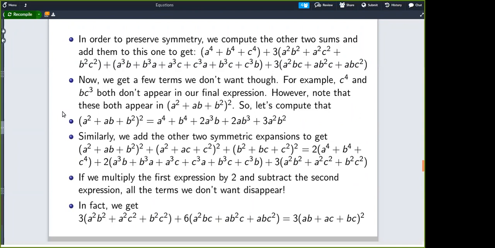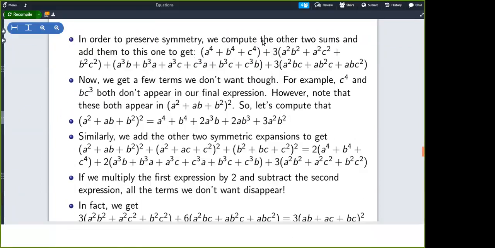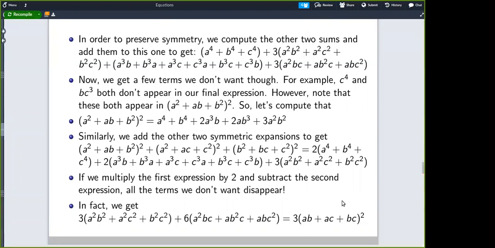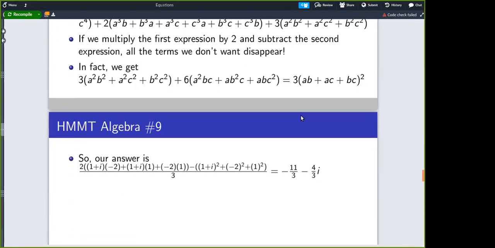So now we found a way to manipulate all three of our expressions to get our final answer. So let's just compute it. Once again, how we got this expression is we multiplied the pairwise products by 2, subtracted the sum of the squares, and then divided by 3. So we just plug in all of our numbers, and we get -11/3 minus 4/3 i, which is our final answer.